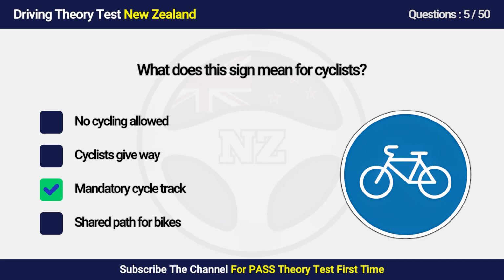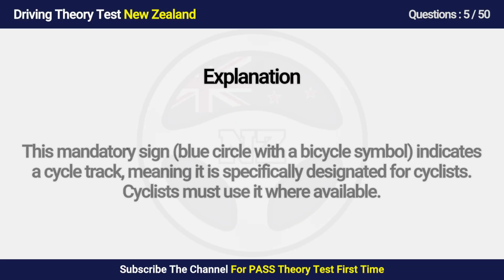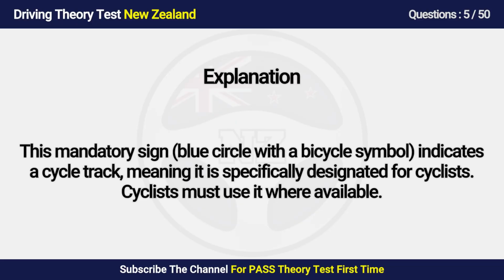Answer is C. Mandatory cycle track. This mandatory sign, a blue circle with a bicycle symbol, indicates a cycle track, meaning it is specifically for cyclists. Cyclists must use it where available.